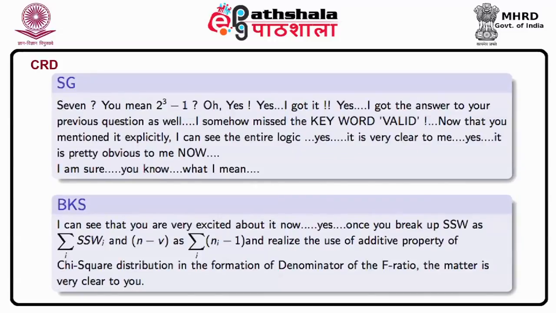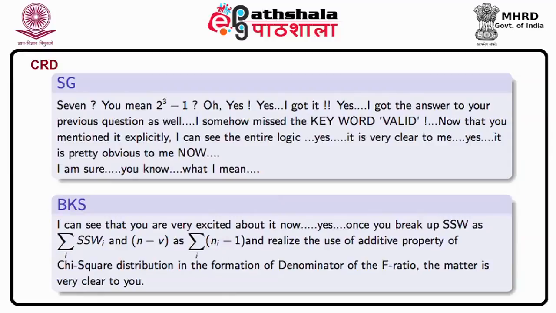You mean 2 to the power 3 minus 1? Oh yes, I got it. I got the answer to your previous question as well. I somehow missed the keyword valid. Now that you mentioned it explicitly, I can see the entire logic. Yes, it is very clear to me. It is pretty obvious to me now. I am sure you know what I mean. I can see that you are very, very excited about it now.